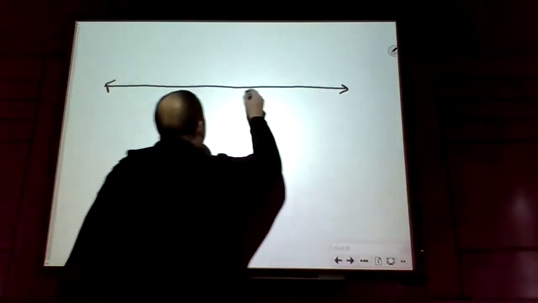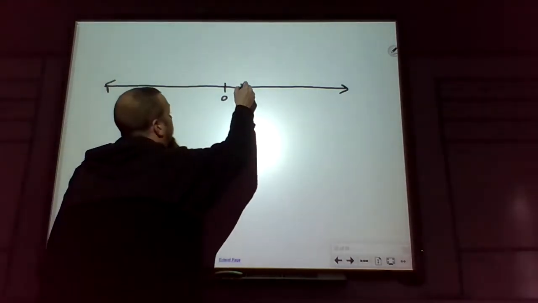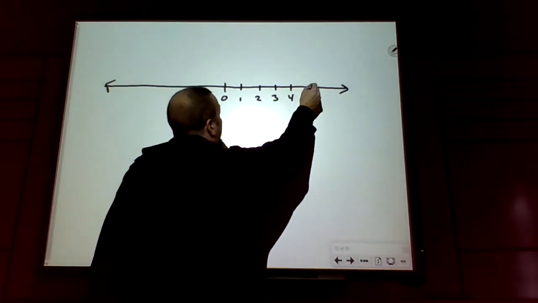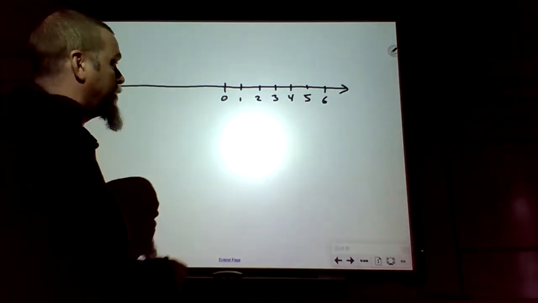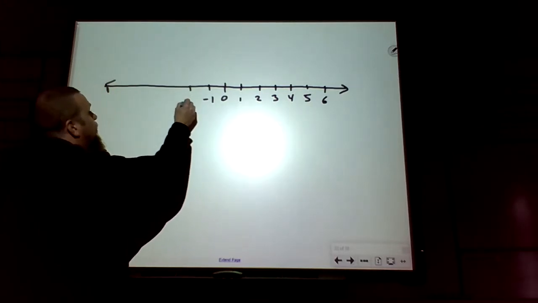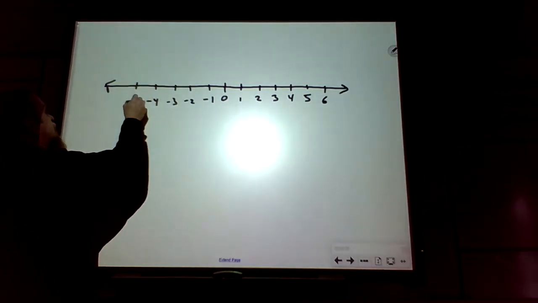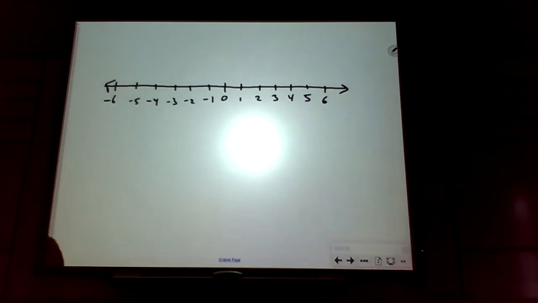Number lines will have a 0 on it somewhere. All the values to the right will be positive numbers. I'm not going to write a unit on this, but wherever you don't see a unit, you can assume it's probably meters. Everything to the left is going to be negative. So all of our numbers to the right of 0 are positive, left of 0 is negative. This is no different than it is in any math class.